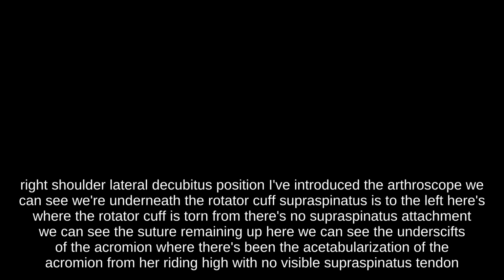Right shoulder, lateral decubitus position. I've introduced the arthroscope. We can see we're underneath the rotator cuff. Supraspinatus is to the left. Here's where the rotator cuff is torn from. There's no supraspinatus attachment. We can see the suture remaining.